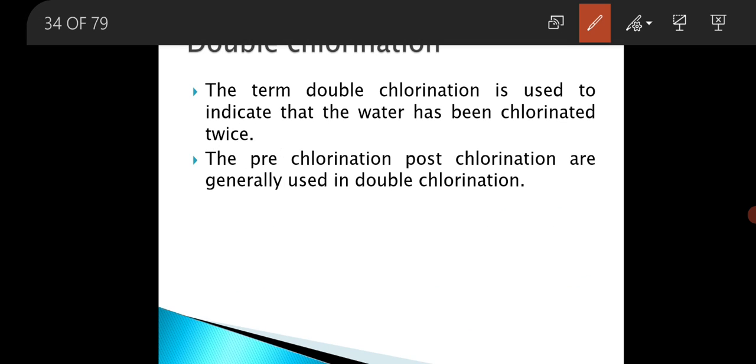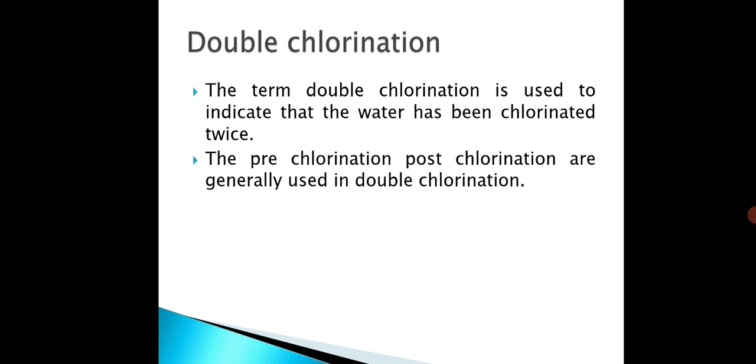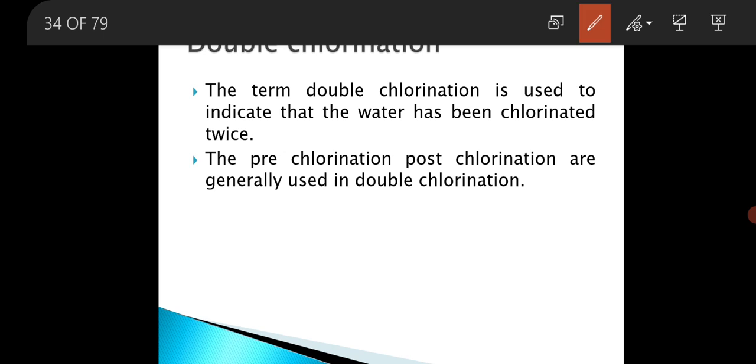Next is double chlorination. This term is used to indicate that the water has been chlorinated twice, and it is generally used for pre-chlorination and post-chlorination. Post-chlorination is generally always used, while pre-chlorination is also used when the water is highly turbid and contaminated.